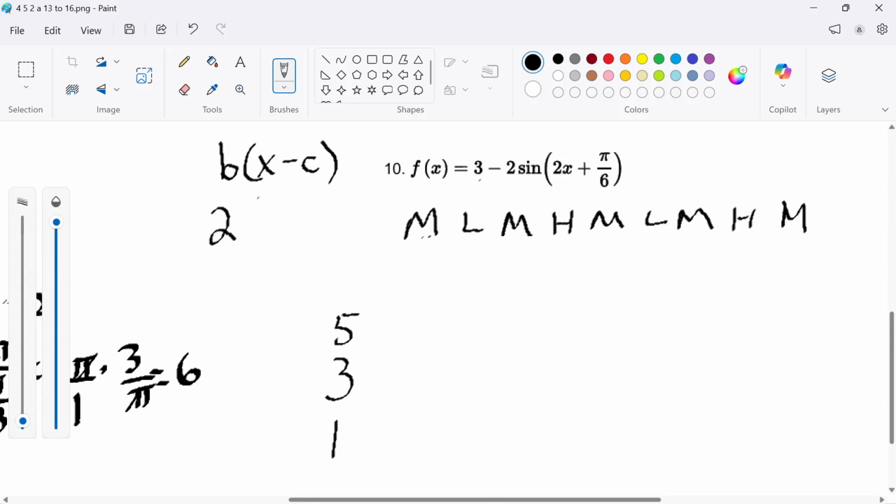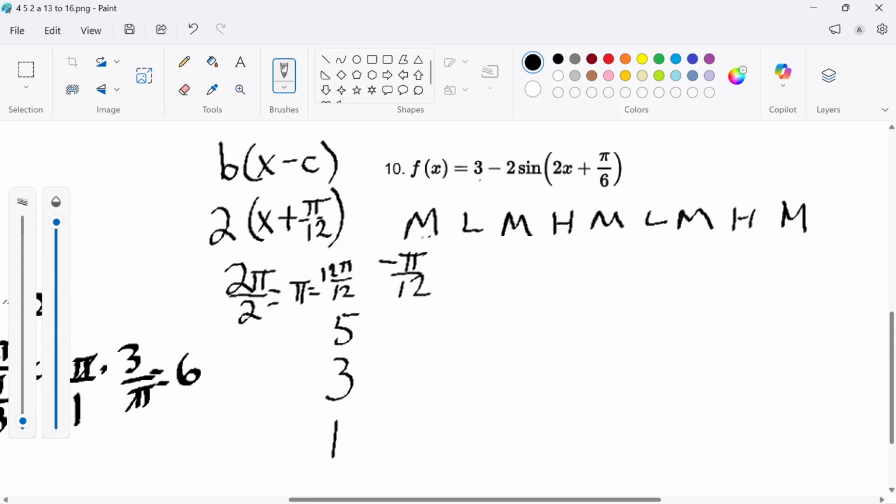If I factor out 2, I'm going to get 2 times x plus, now I divide that by 2, this is pi over 12. So the shift is minus pi over 12. So it's going to start at minus pi over 12. And now I've got 2, so 2 pi over 2 is the period, which is pi. So pi plus pi over 12, pi is the same as 12 pi over 12. I do that because I have to add with common denominators. 12 pi over 12 minus pi over 12 is 11 pi over 12.